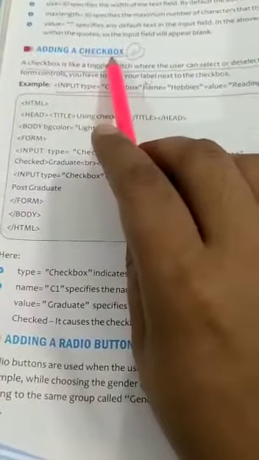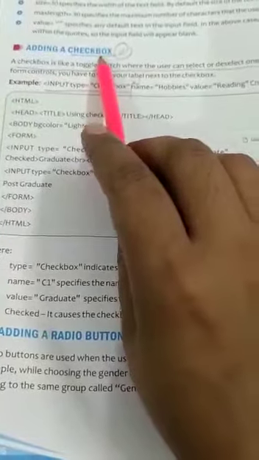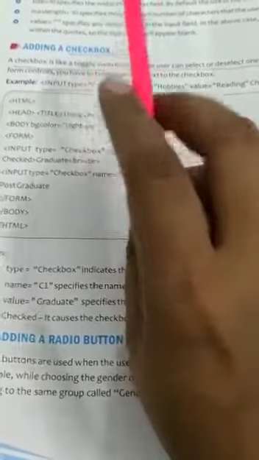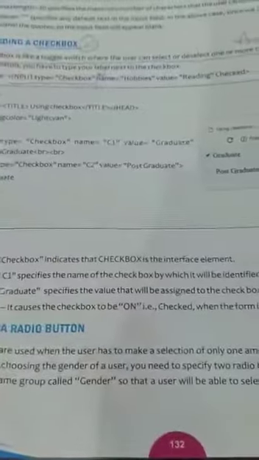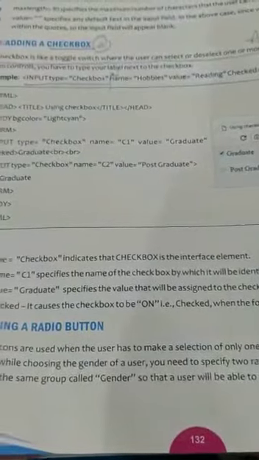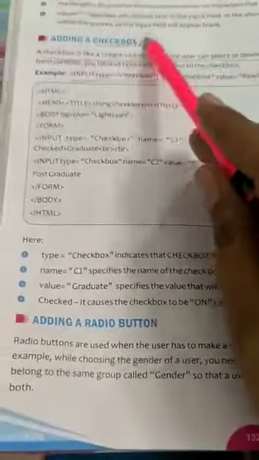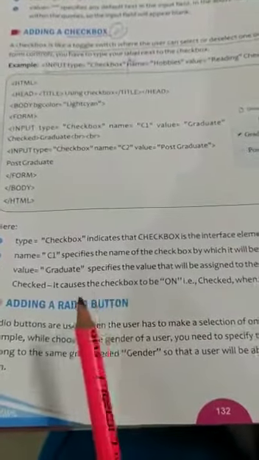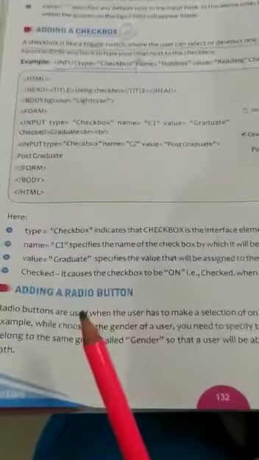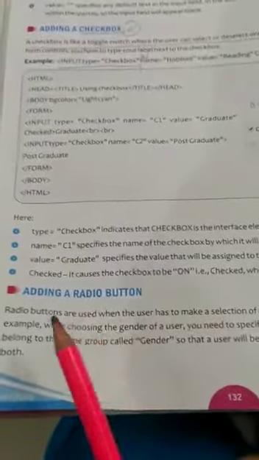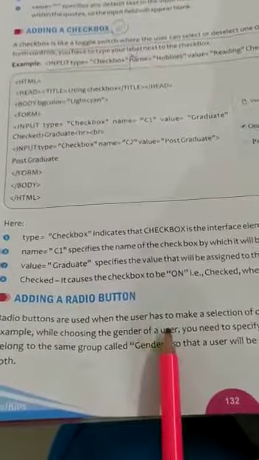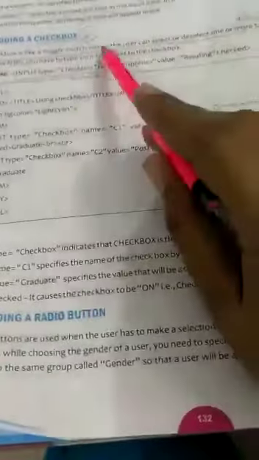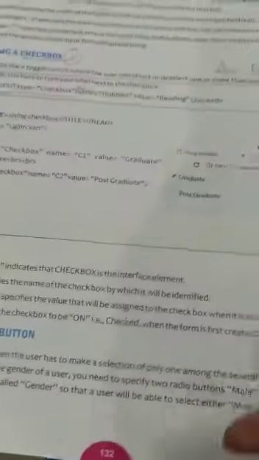Checkbox is a toggle switch where user can select or deselect one or more than one options. If you want the user to select or deselect one or more options, in that case you have to use the checkbox. Radio button is used when user has to make a selection of only one among the several possible options. Radio button is used when user have to select only one option, and checkbox is used when user have to select or deselect one or more than one option.